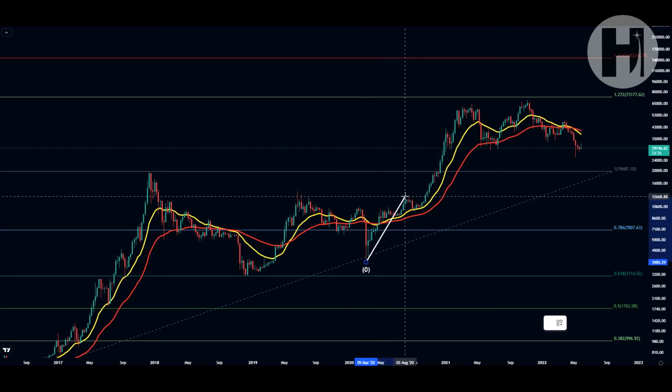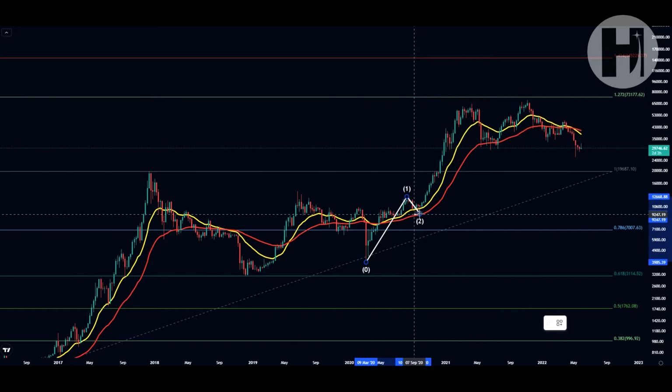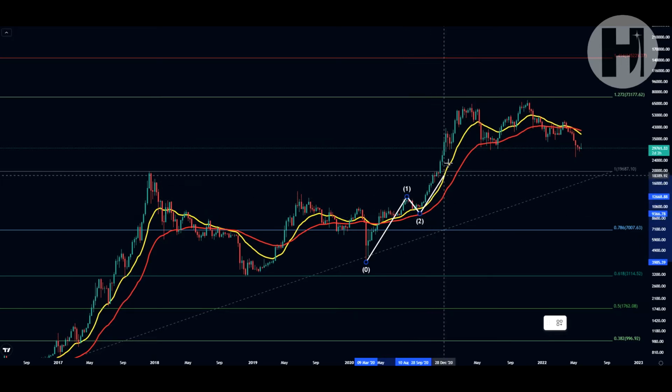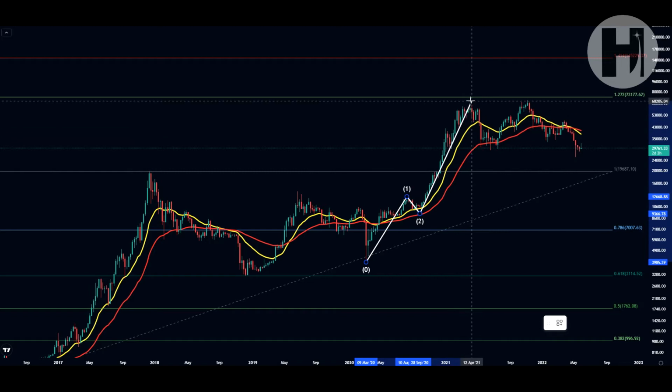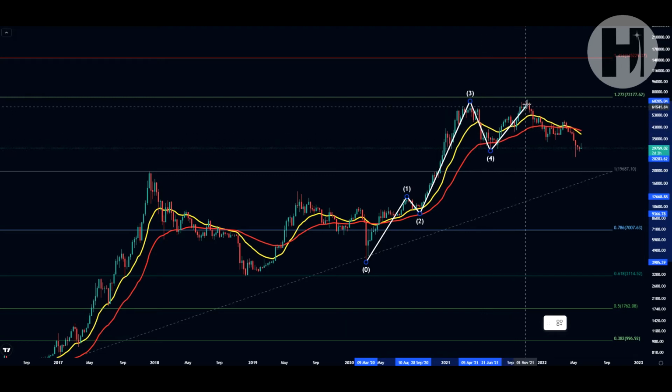So that is going to be your wave 1. Okay. Then you have your wave 2 pullback because you have a low here and you have your high there. That's why that's the high. Then the wave 3, the monster wave 3, is usually the largest wave of the structure. Then you have the wave 4 pullback here, and then you have the wave 5.